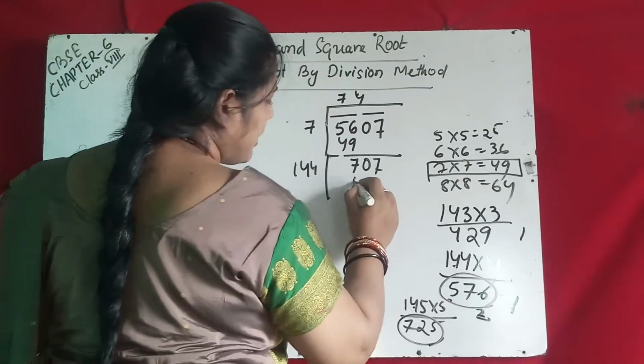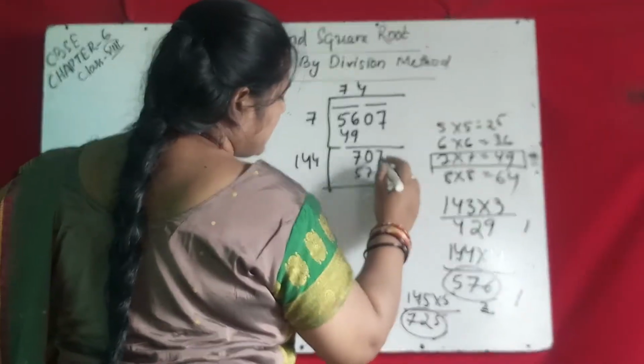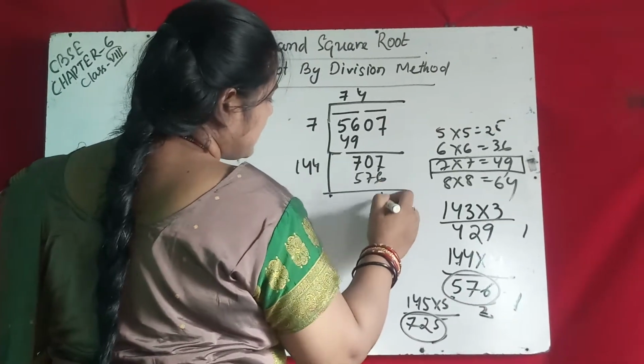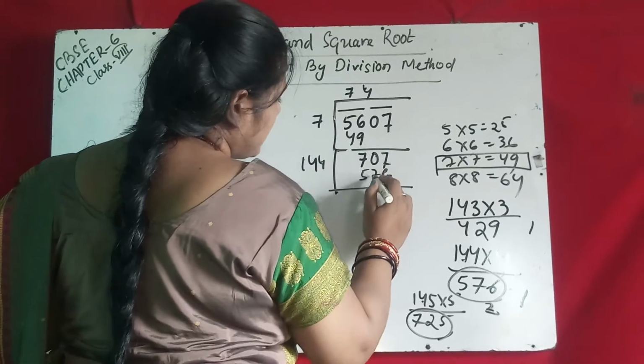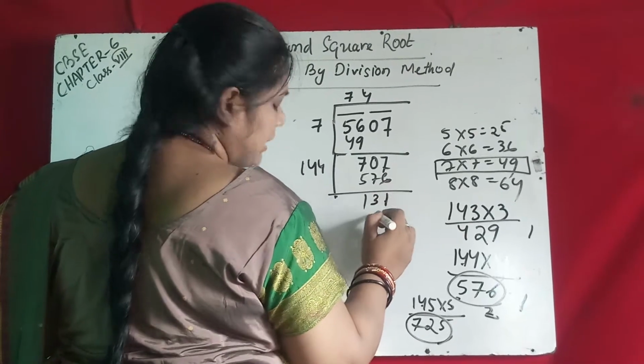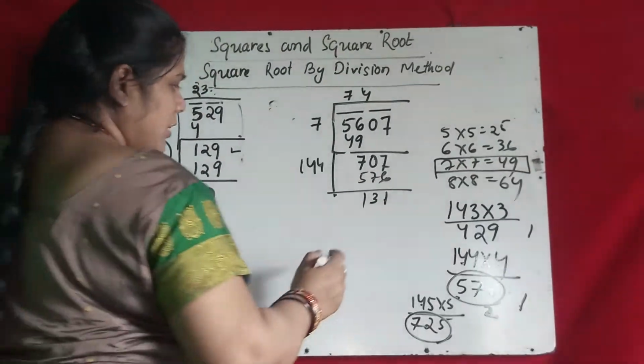That is 576. So the remainder is: 7 minus 6 is 1, and 10 minus 7 is 3, giving 131. 131 is your remainder.